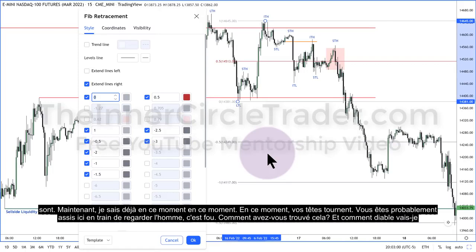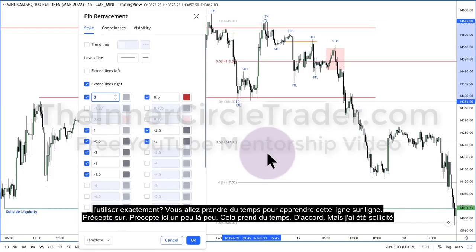Now, I already know right now, at this moment, your heads are spinning. You're probably sitting here looking at this, thinking, man, this is crazy. How did he come up with this? And how the hell am I going to use it? Exactly. You're going to take time learning this. Line upon line, precept upon precept, here a little, there a little. It takes time to do this, okay?